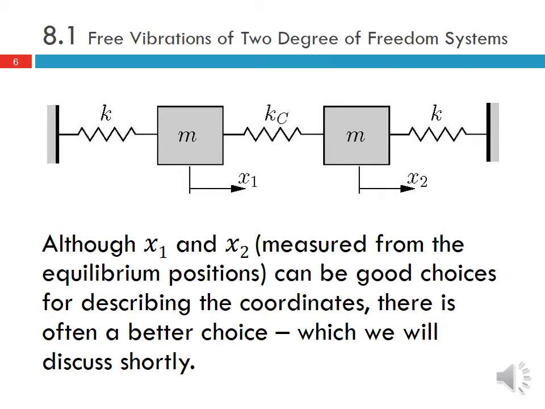Now x1 and x2, which are measured from the equilibrium positions as drawn here, can be good choices for describing the coordinates, but there is sometimes a better choice, and we will discuss that as we move forward. For now, let's consider x1 and x2 as our coordinates, which describe the position of the 2 different masses, as measured from their equilibrium positions.